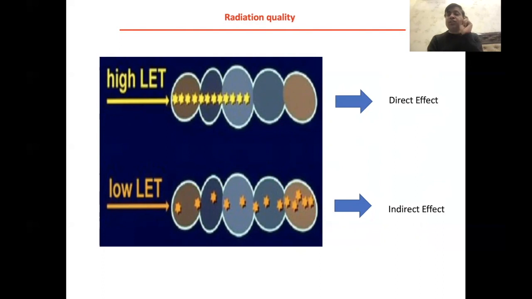So the two things you must know during any exposure or contamination are, first, the linear energy transfer, and second, the packet size, the energy packet size. So energy packet size and the linear energy transfer decide the effect of the ionizing radiation exposure.